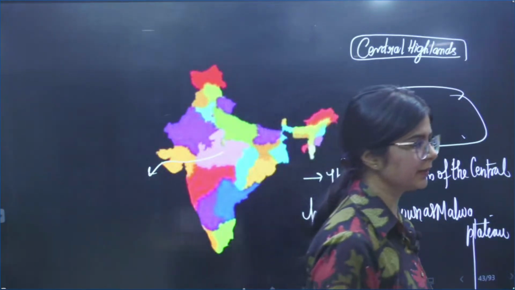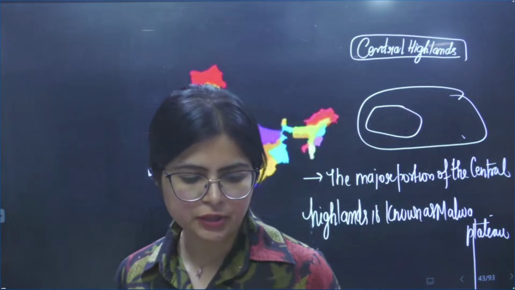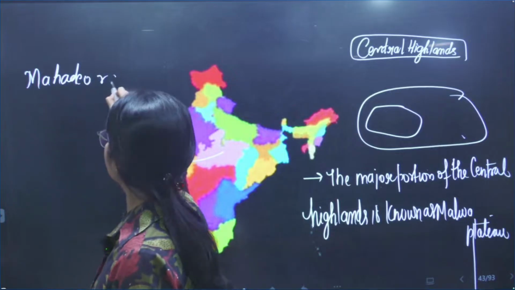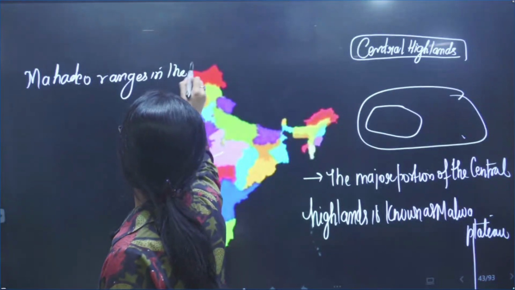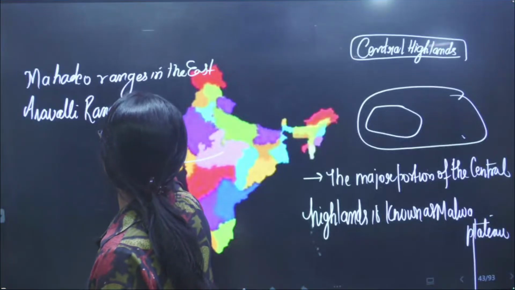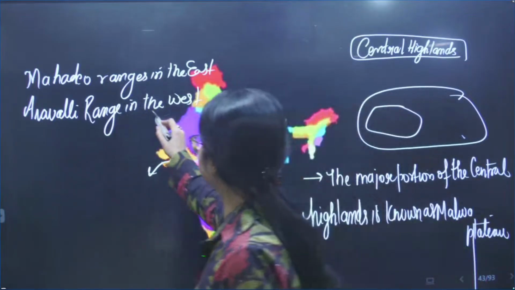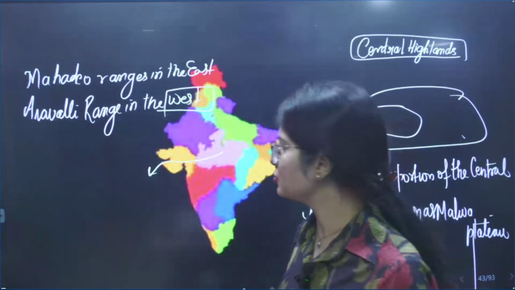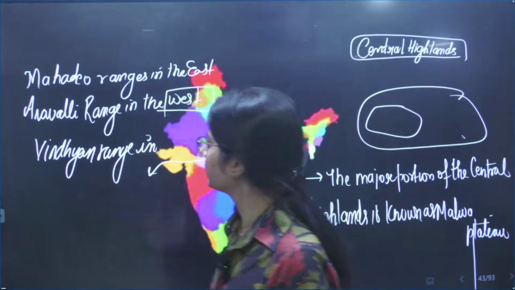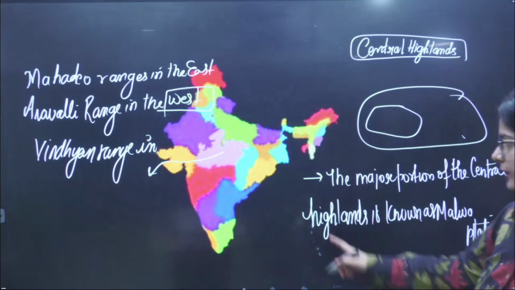Next point. This plateau region is surrounded by the Mahadeo ranges in the east, the Aravali range in the west, or you can write specifically in the northwest, and the Vindhyan range at the center.